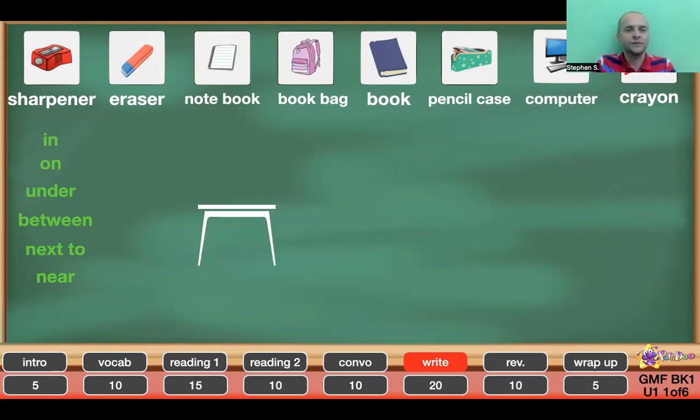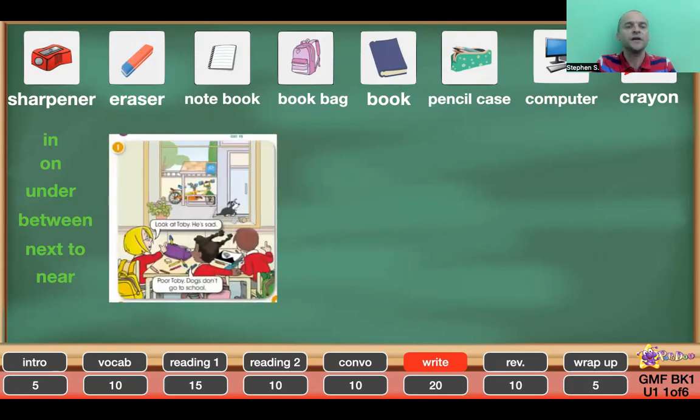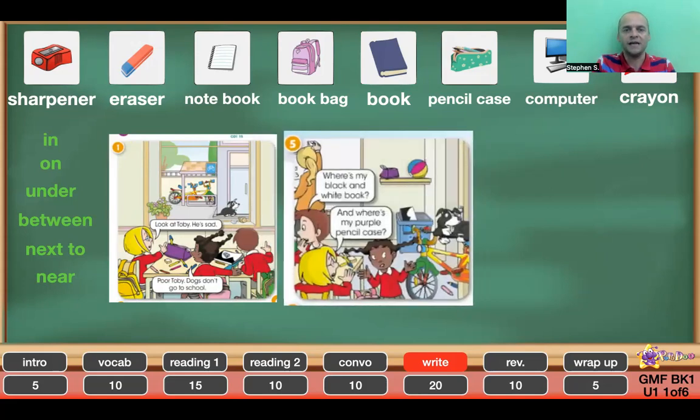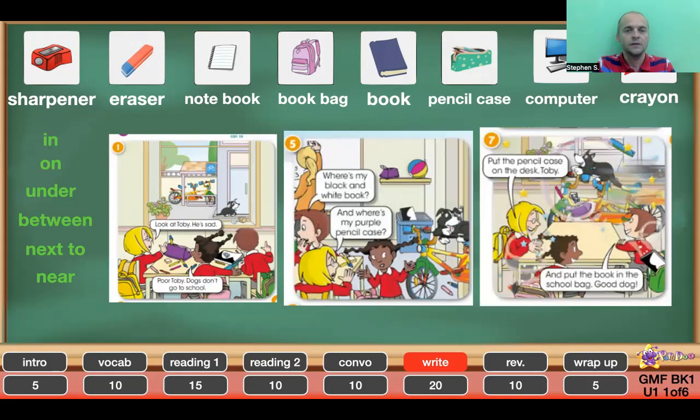Now we move on to the next part, and that is the story. The kids will have their books open at the stage and I will draw their attention to the panel. Boys and girls, panel number 1. Boys and girls, panel number 5. Panel number 7. I will ask the students to read each panel. I say, boys and girls, read panel number 1.